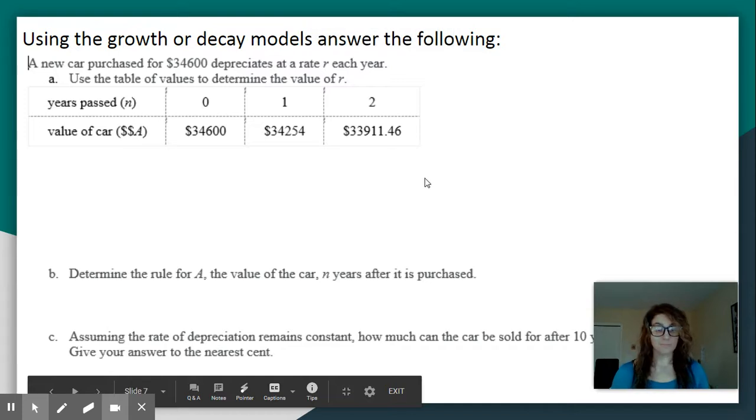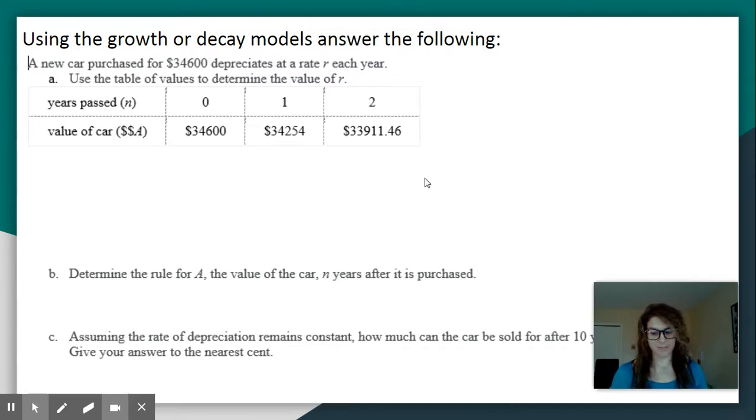Let's take a look at this one. Cars. We all like cars, right? I know it's a big thing in people's minds, especially teenagers. So let's talk about creating a function and using it for the car.